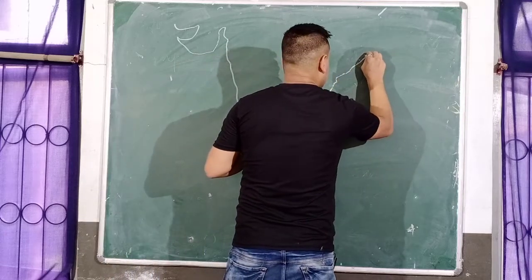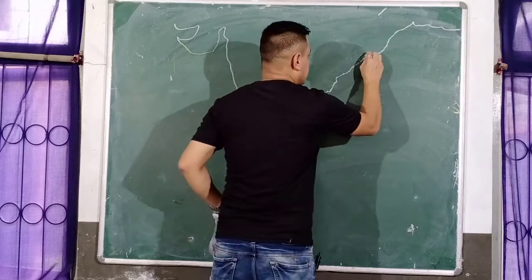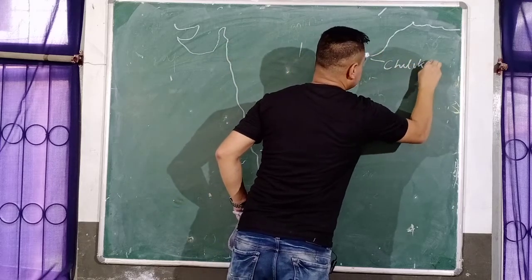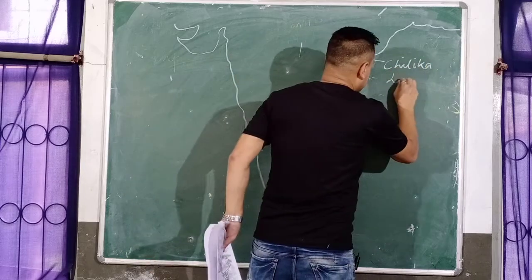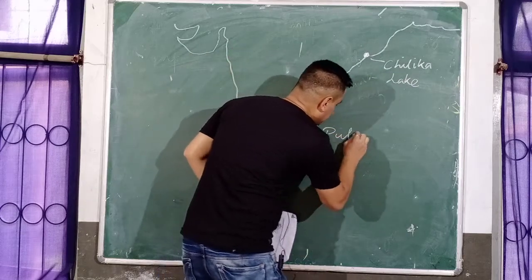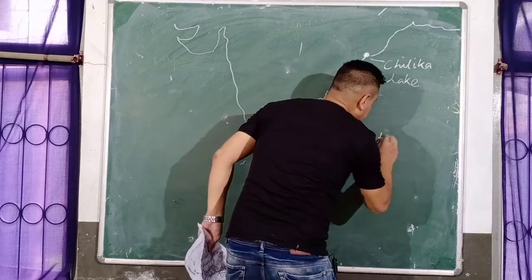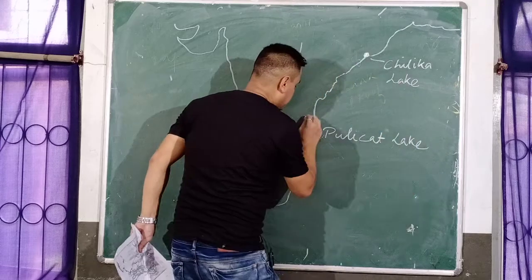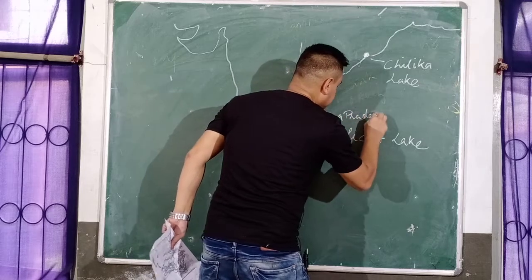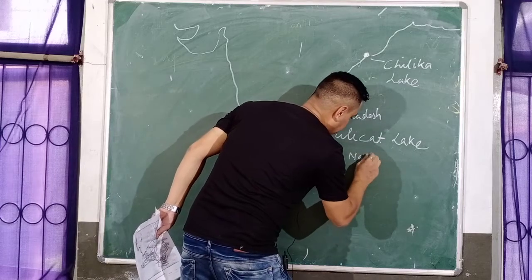I'm drawing it here. Now it is in your map also, I think so. Now Chilka Lake is located here. Or Chilika Lake. It's also called Chilika Lake or Chilka Lake. So Chilka Lake is located here, whereas Pulicat Lake is located here. Now it's written here Pulicat. Pulicat Lake is found in Andhra Pradesh, in between Andhra Pradesh and basically Tamil Nadu.